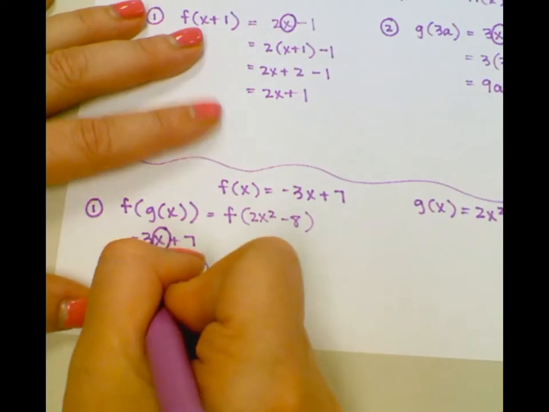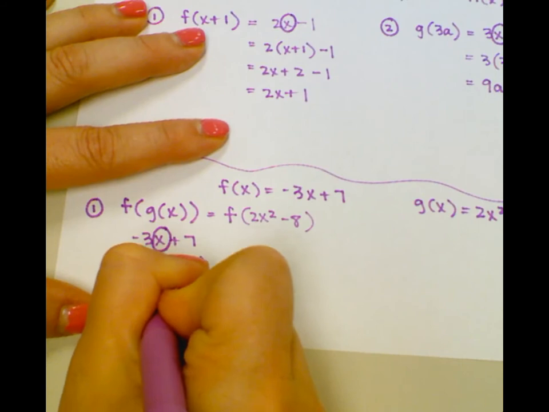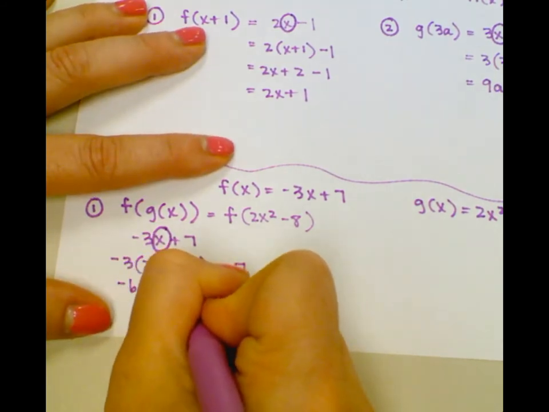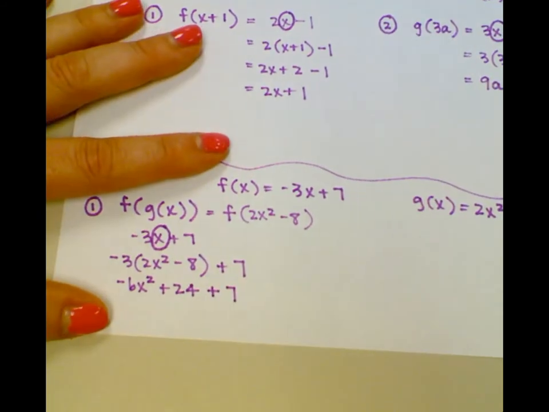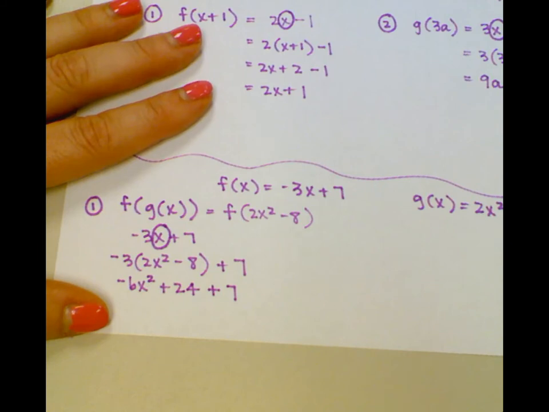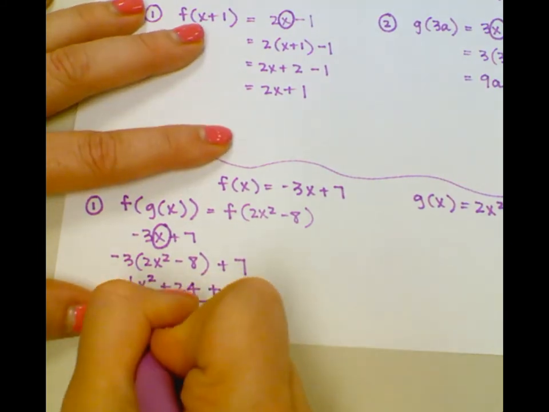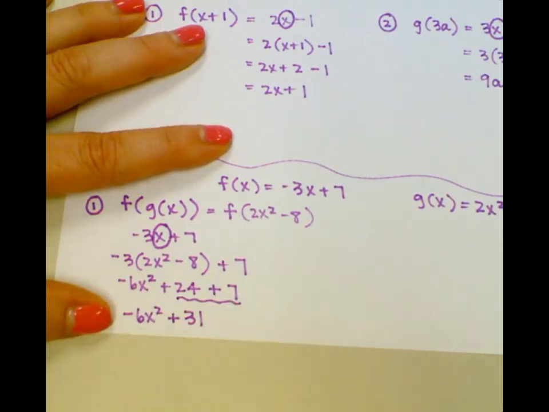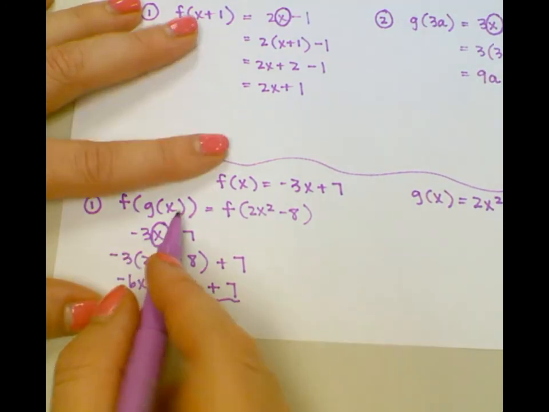Okay? Now we have to distribute and simplify. So negative 3 times 2x squared is negative 6x squared. Negative 3 times 8 is positive 24. And then again, we still have our plus 7. So what is the last thing I have to do? Yeah, just combine these two like terms right here. So I have negative 6x squared plus 31. Done. So again, even if they show you the composition written like this, it's the same thing.